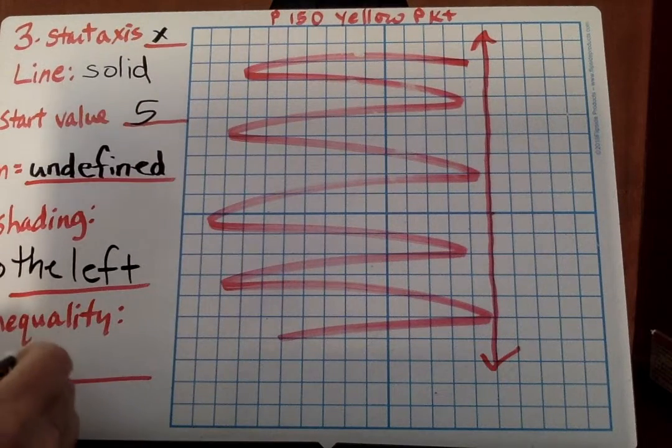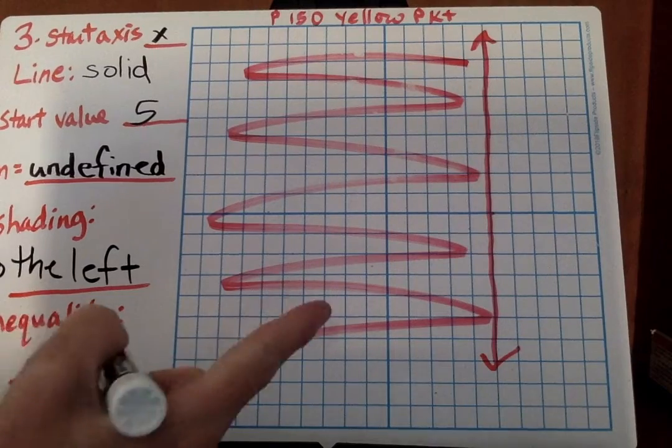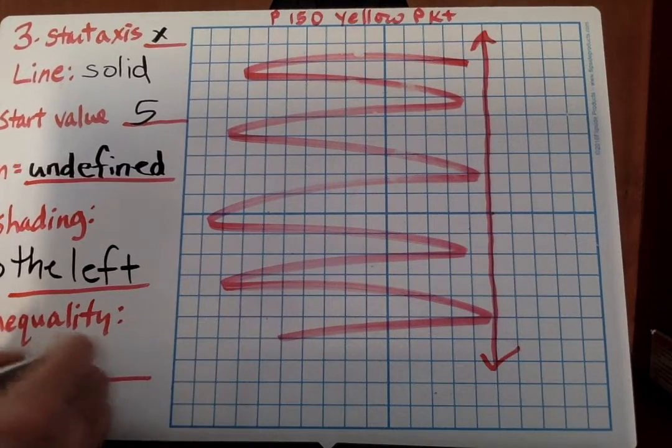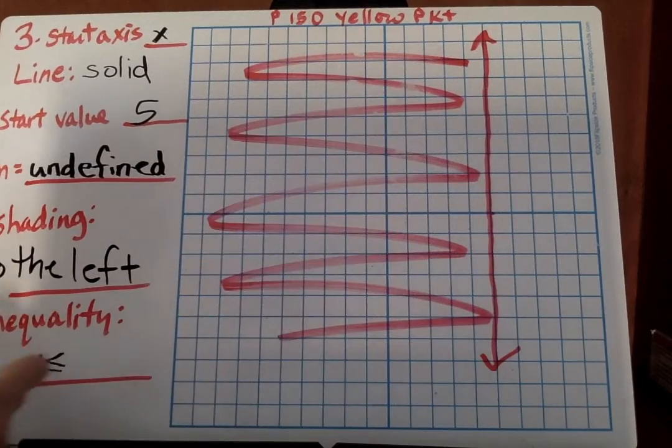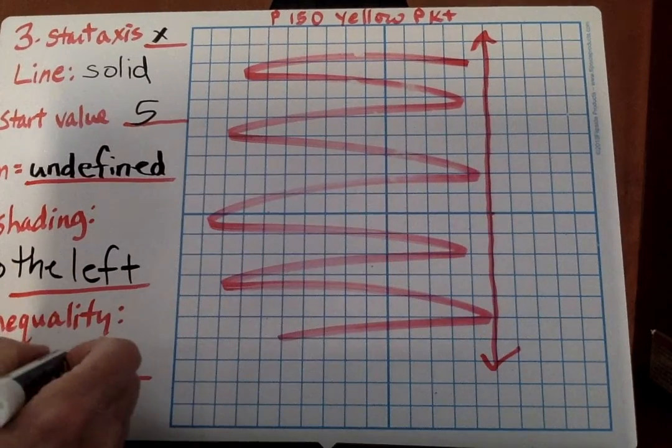Okay, so our inequality is x. It's going to be less than or equal to, because it's a solid line. More ink there, more ink there. And we're going to put 5.